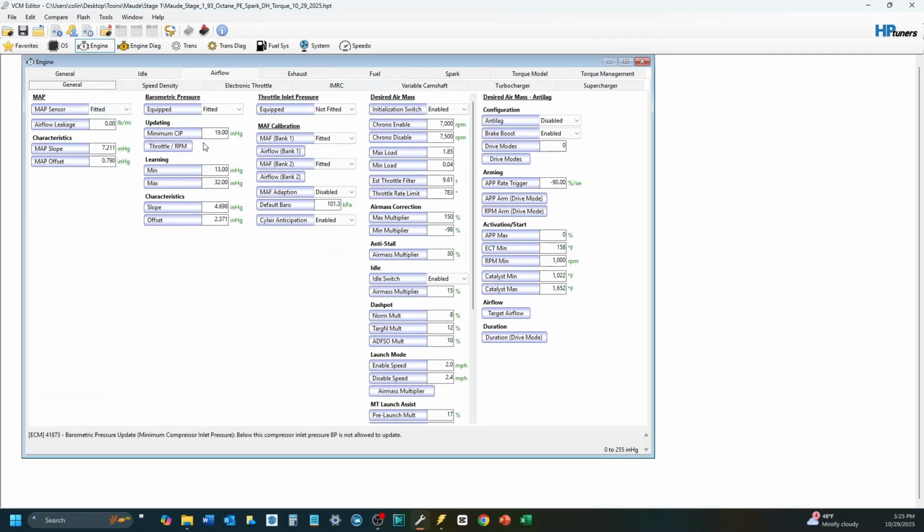This time, we're still using these, but our MAF adaptation is still disabled, but I have cylinder air anticipation enabled. That means the speed density based calibration model is in play, right? It's like a little machine learned sort of, it's not quite an AI, but it's a predictive modeler, right? And it's based on speed density.